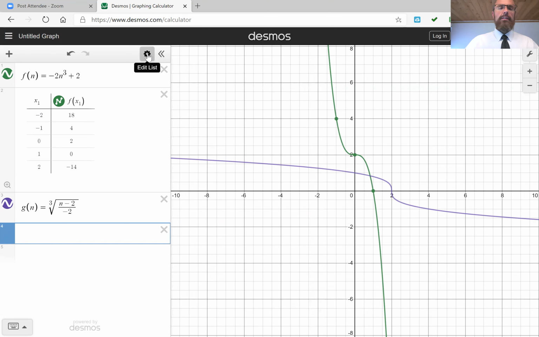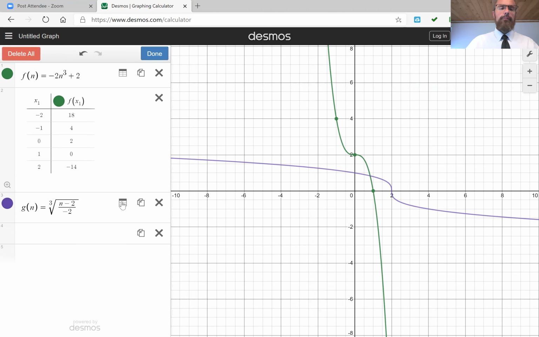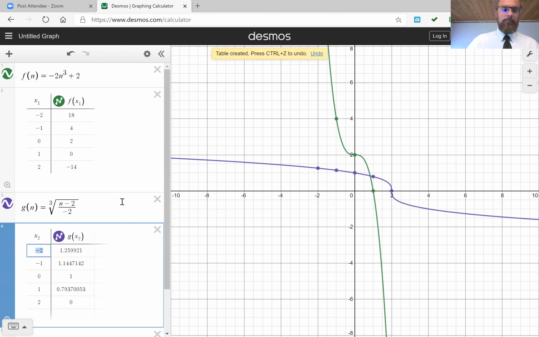And just like I did with that first function, I want to get a table for the inverse so that I can create the graph as well. So some of the values here are irrational. They're decimal values. So negative 2 has the output of about 1.26. Negative 1 is 1.14. 0, 1. 1 has the output of 0.80 if I round to the hundredth. And 2 has the output of 0. So we're ready to graph. I've recorded those two tables.